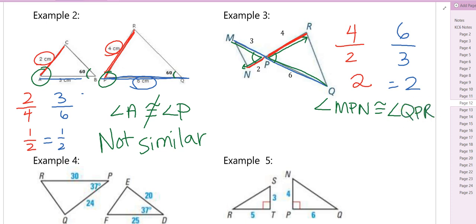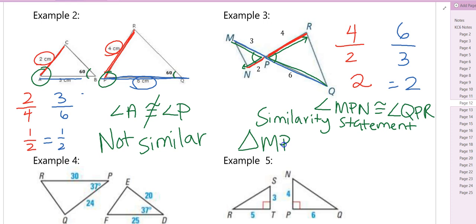QPR. All right, so sides are proportional. I have my angle in between those two sides. Therefore, my similarity statement is going to read triangle MPN is similar to triangle QPR. Notice we used a little similarity symbol. It's not the same as congruent. Congruent has that equal sign underneath.